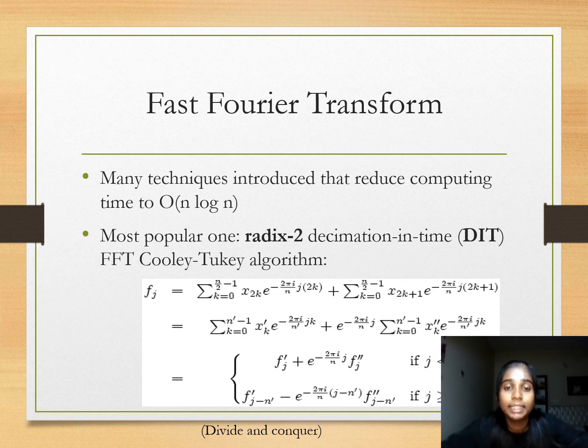The most popular one is radix-2 decimation in time, that is DIT. FFT Cooley-Tukey algorithm. We can look into the algorithm in the slide, where F of j is equal to the sum over k equal to 0 to n by 2 minus 1 of x_2k into e to the power of minus 2 pi i divided by n, j into 2k. This formula is similar to the formula we have discussed in the previous slide. It is just the advanced calculation of the formula. We can go through it in the slide.